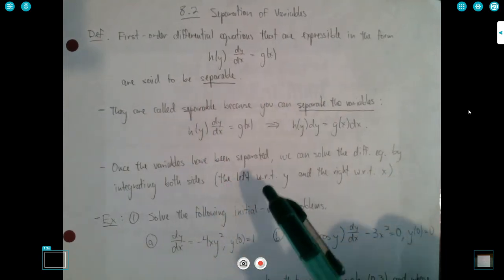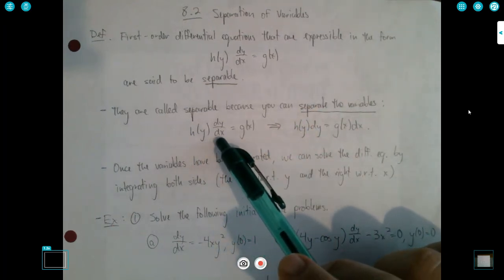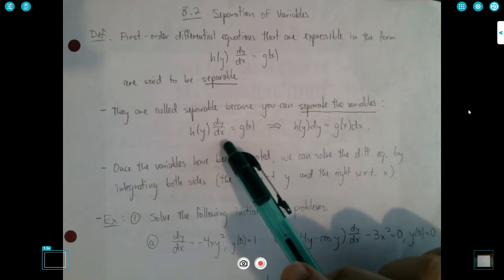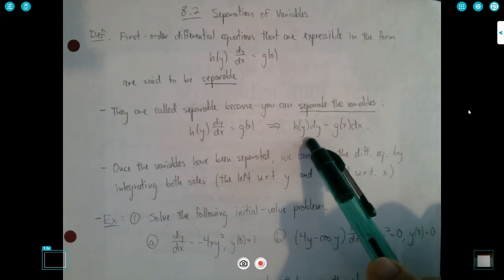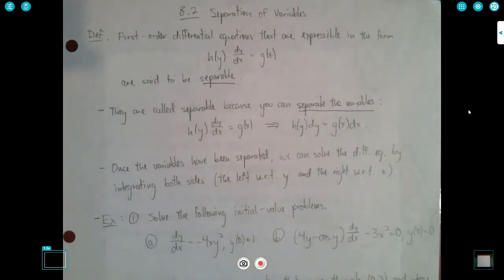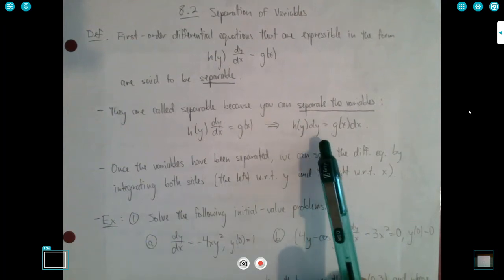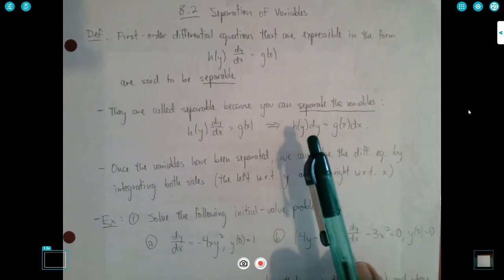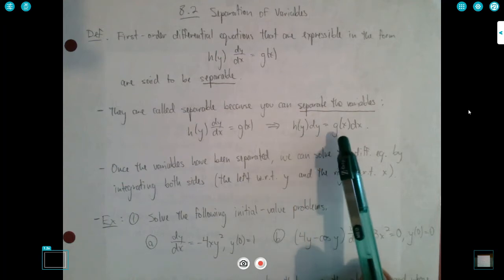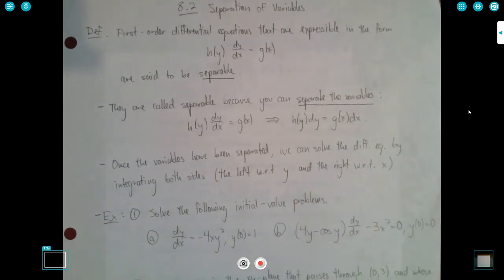And they're called separable because you can separate the variables, right? If you can write this as h of y dy dx equals g of x, then you can multiply by dx and call this h of y dy equals g of x dx. And then once the variables have been separated like this, you can go ahead and just integrate both sides in order to solve this differential equation. And of course, you're going to integrate the left side with respect to y and the right side with respect to x. So that's why these things are called separable.